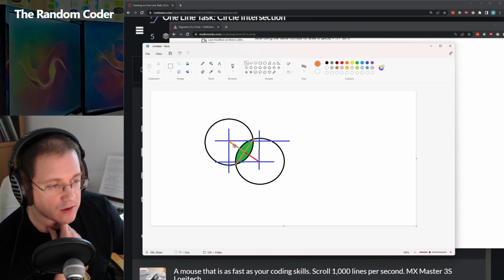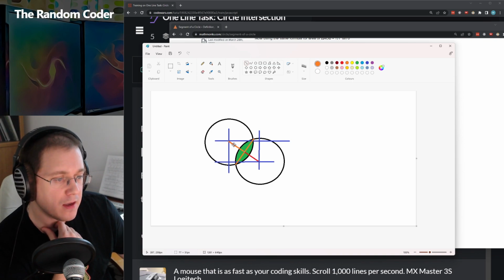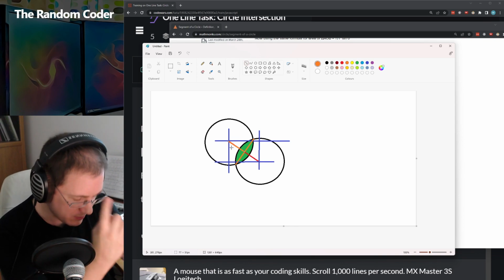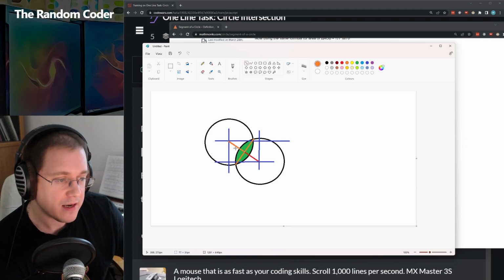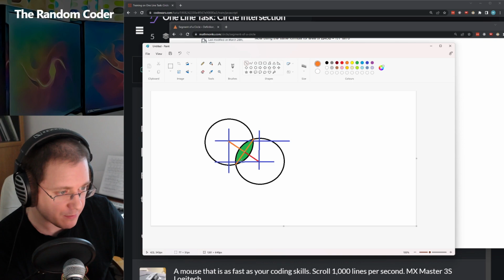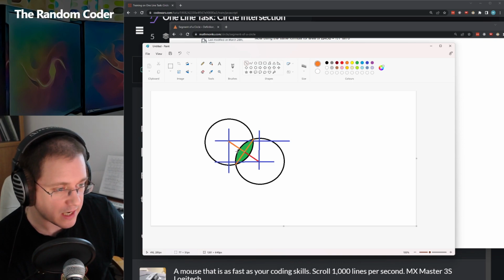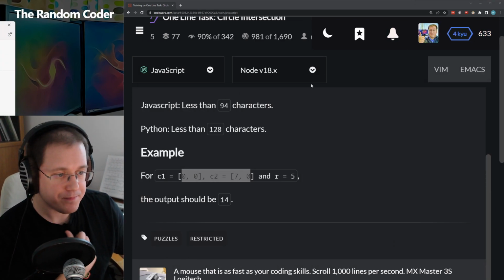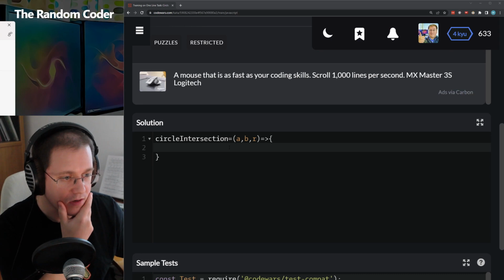Then once we have the angle, we'll have the radius of the circle. We can double the angle to get the total internal angle of the segment, not sector, I keep confusing them. And based on that, we can calculate this segment and double it to get the area of the intersection. We have a plan. Right, let's get rid of that and just write some code.